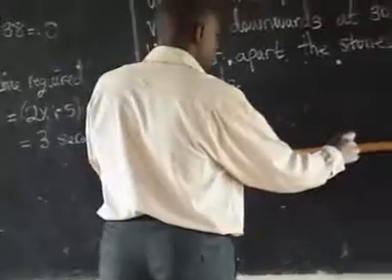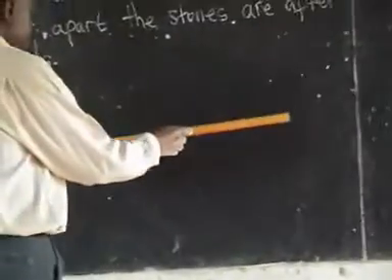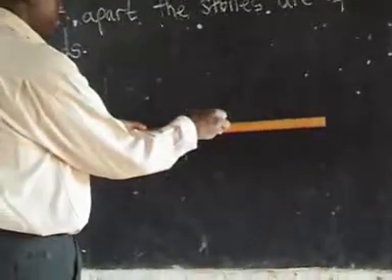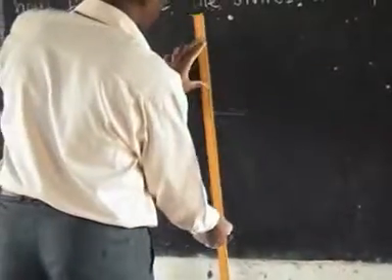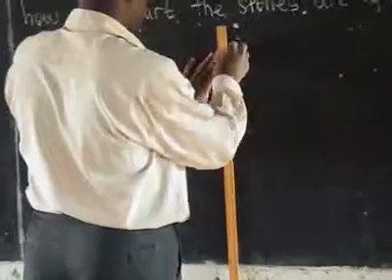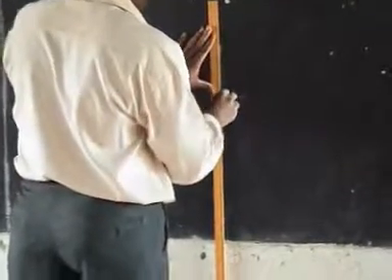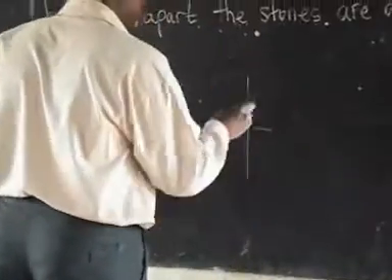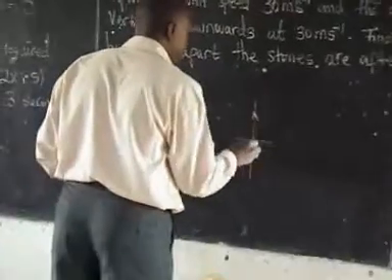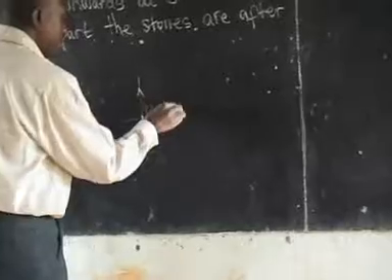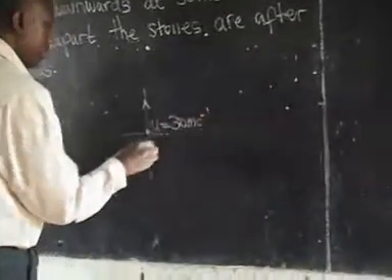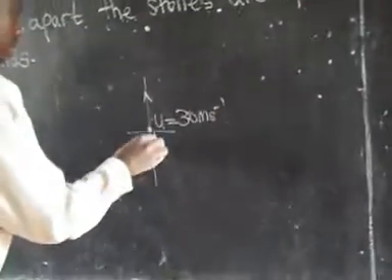One is projected vertically upwards and another one is projected vertically downwards. Now if this was the starting point, one will move up, another one will move down. So we have been given that the initial speed here is 30, and also for this one its initial speed.